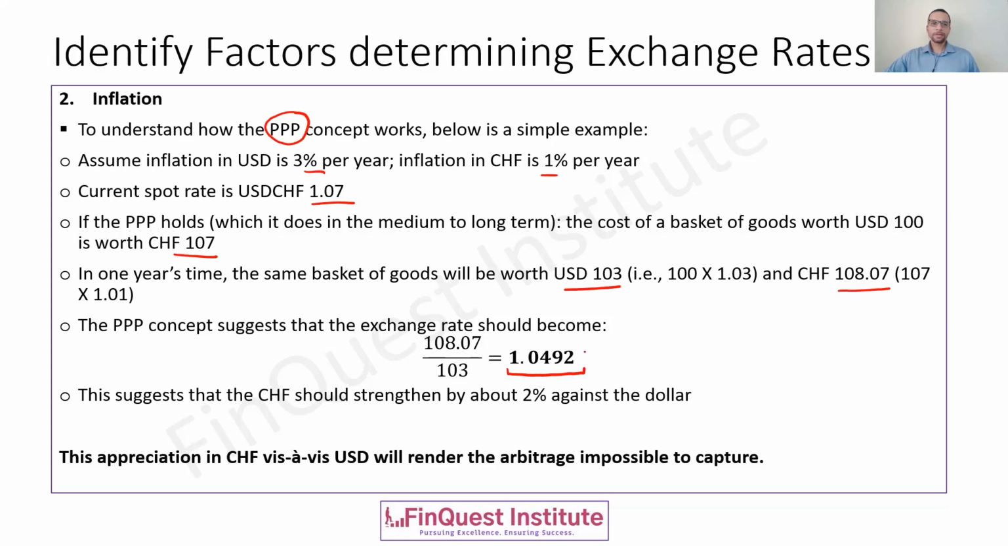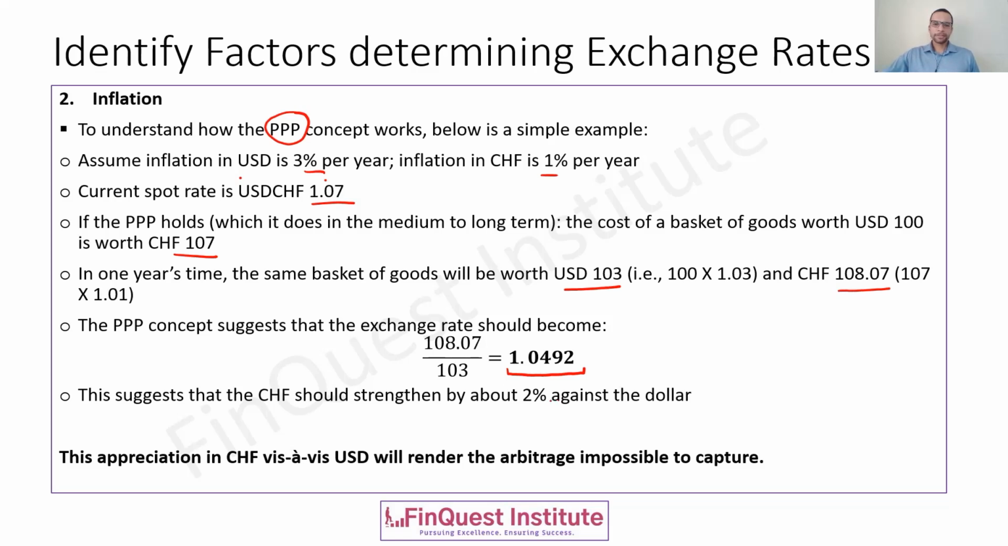So here, if you observe that the exchange rate has moved. Now the spot rate earlier was 1.07. Now it is worth just 1.04. This suggests that the CHF has strengthened, isn't it? Because initially 1 USD could purchase 1.07 Swiss francs. Now 1 USD can only purchase 1.0492 Swiss francs. So that way it suggests that the CHF has strengthened by close to 2% against the dollar.